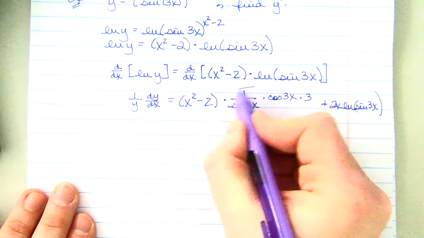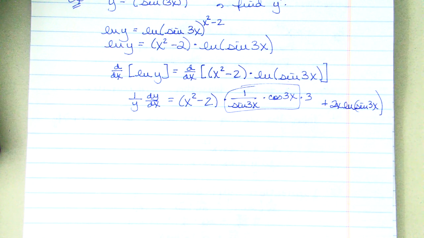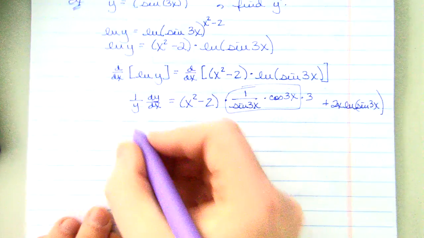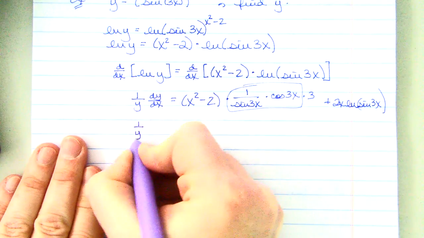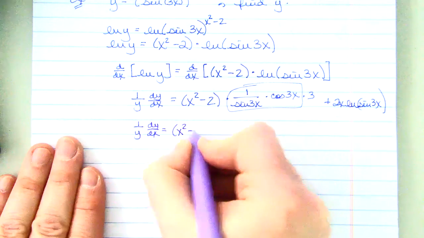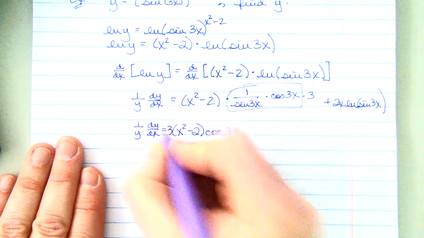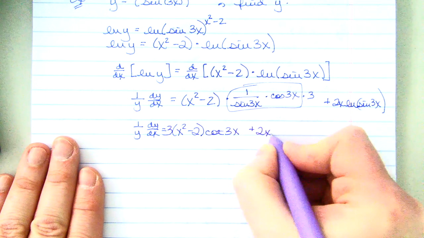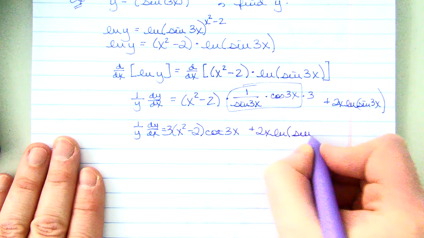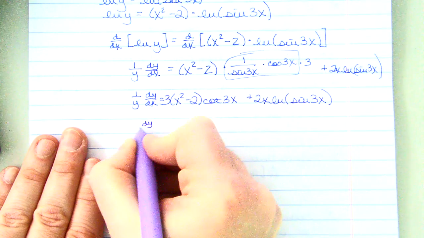You know what, if I do want to make this a tiny bit nicer, what could I do with that cosine 3x over sine 3x? Why not? Because then it's only one thing to write if I say cotangent rather than cosine and sine. So I'll do that. 1 over y dy/dx equals, let's see, x squared minus 2 cotangent 3x. I still have the 3, I'll stick the 3 out front. Plus 2x times the natural log of the sine of 3x. Multiply both sides by y.